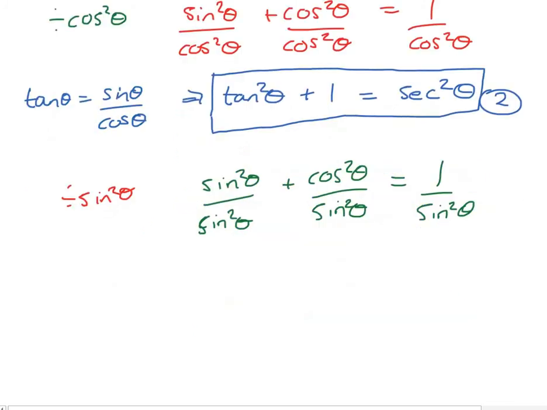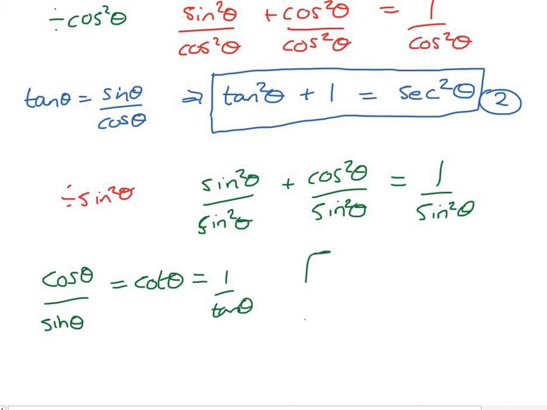Right, and again, a little note, if sine over cos is tan, then this must mean that cos over sine is cot, right, because this equals 1 over tan theta. Okay, if you can't see that, well, tan theta is sine over cos, so 1 over sine over cos equals cosine theta over sine theta.